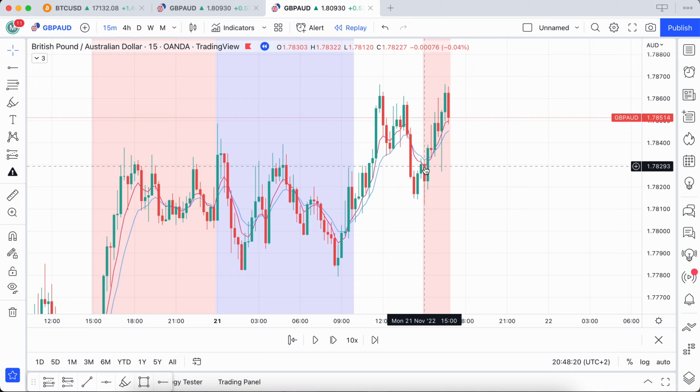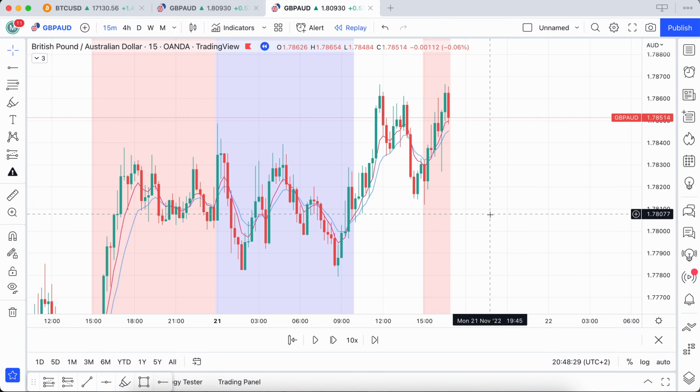Okay, so that's it. The US session began. You stop looking for trades. So you have this window of a few hours where you're able to look for positions. If you have some, good. If you don't have, it's also good. You simply come back tomorrow.